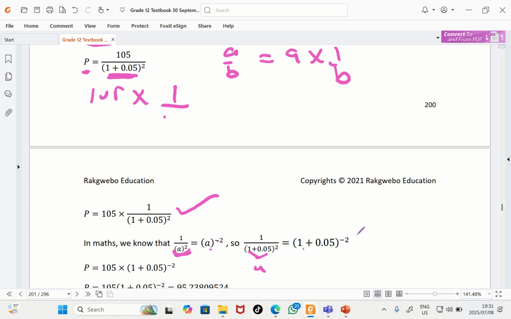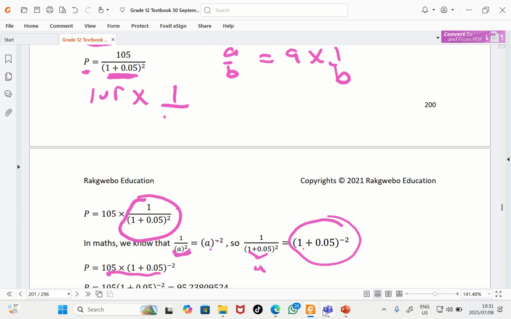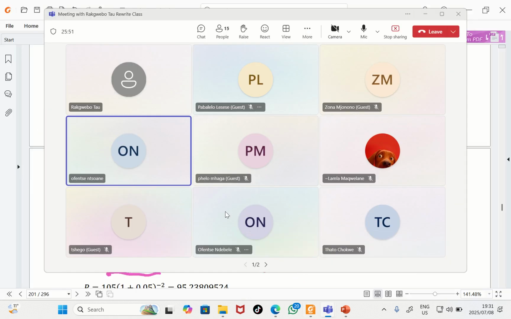Are we all together? So therefore, it means that I'm able to substitute this with that. It's literally the same thing. So I have that line over there. Yes, ma'am. Yes.